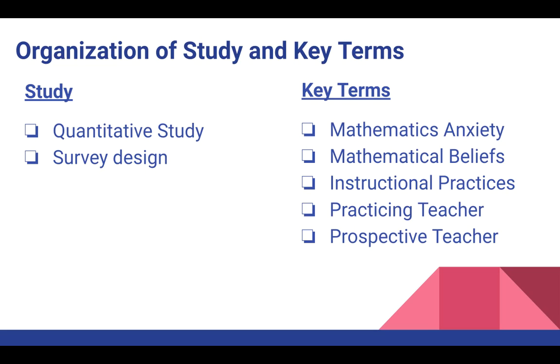Key terms noted in Chapter 1 include mathematics anxiety, mathematical beliefs, instructional practices, practicing teacher, and prospective teacher. Including these key terms in the dissertation will assist in knowing how each is defined. The keywords you choose should first and foremost be the terms that represent the central concepts in your dissertation, but they should also be terms that potential readers seeking information of the kind contained in your dissertation are most likely to enter into search engines.